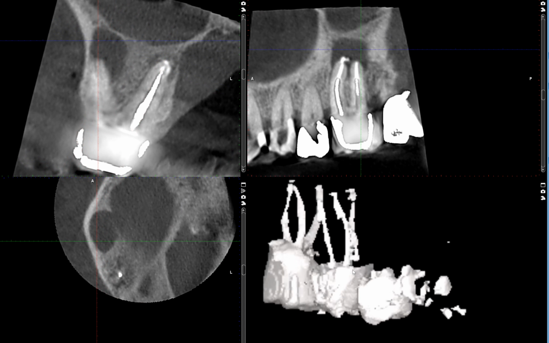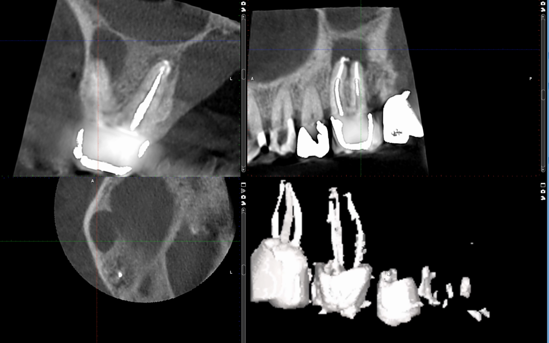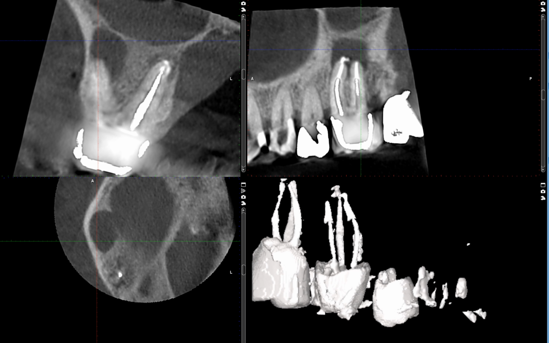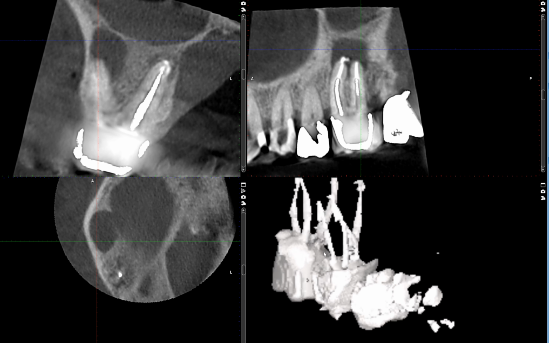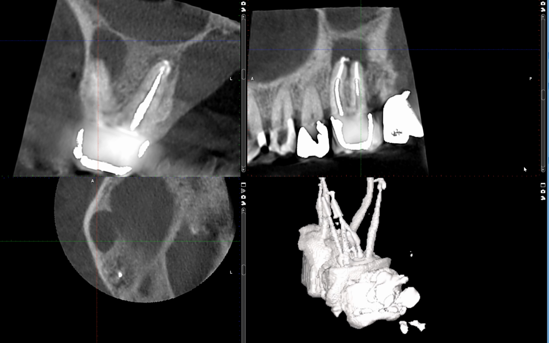And if we look at the 3D rendering view, there's that mesiobuccal, distobuccal, and filling material within the palatal canal. And as I rotate, you can see how the MB2 canal joins the main MB canal.